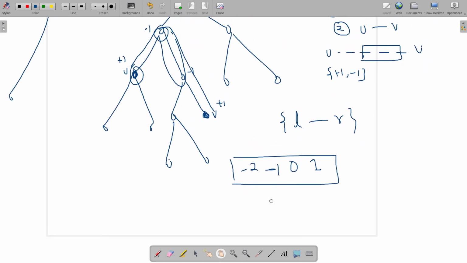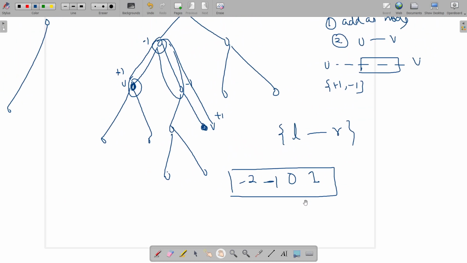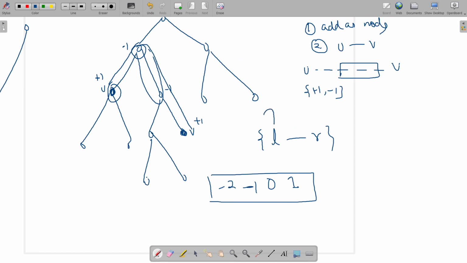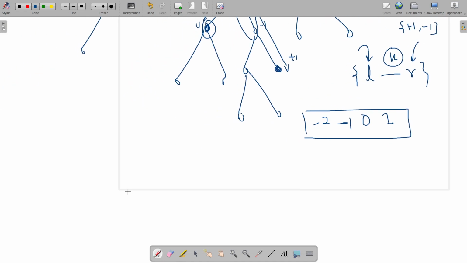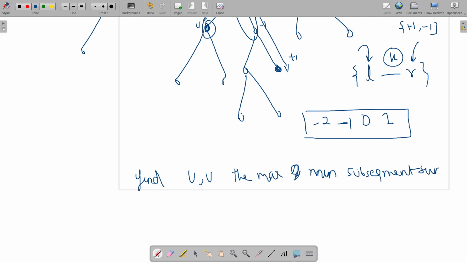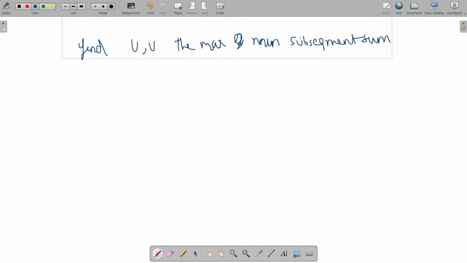So then I thought, okay, they form a continuous range, so what if I try to find the L and R, the maximum and the minimum of that range? Because if I can find that, then I know the range and I can simply check if K lies in this range. So the problem boils down to finding, for some U and V, the maximum and the minimum subsegment sum. But now, how do we do it?